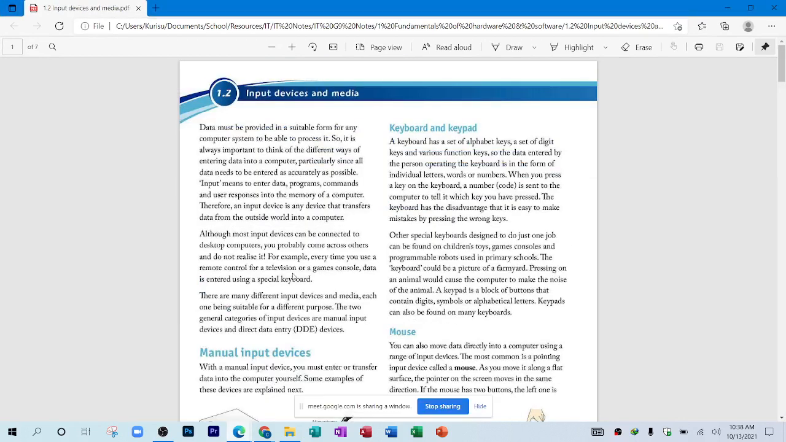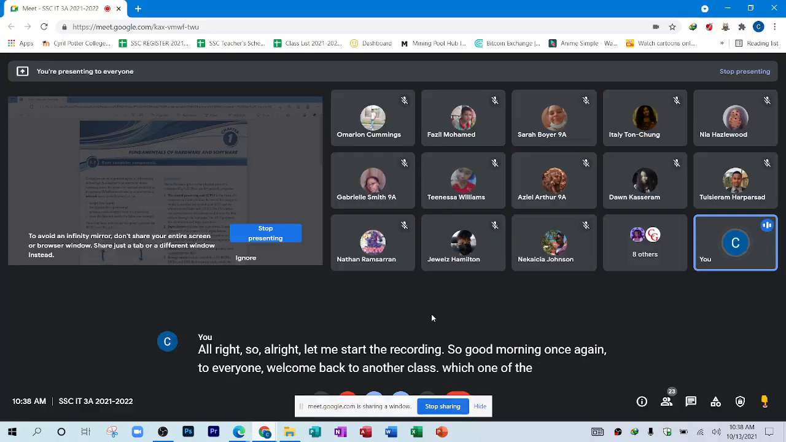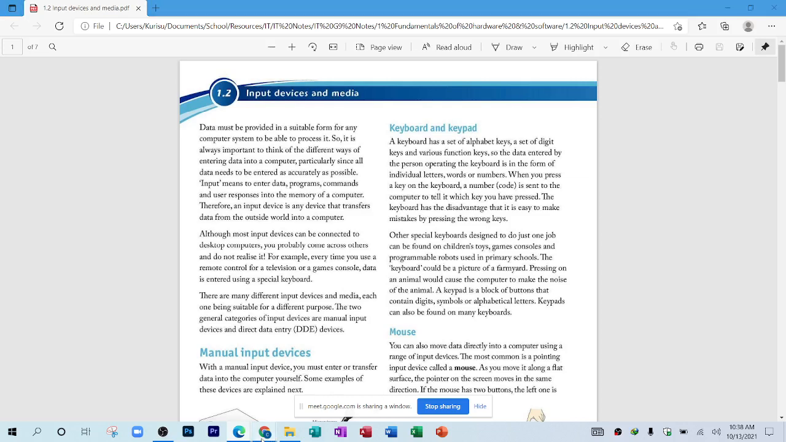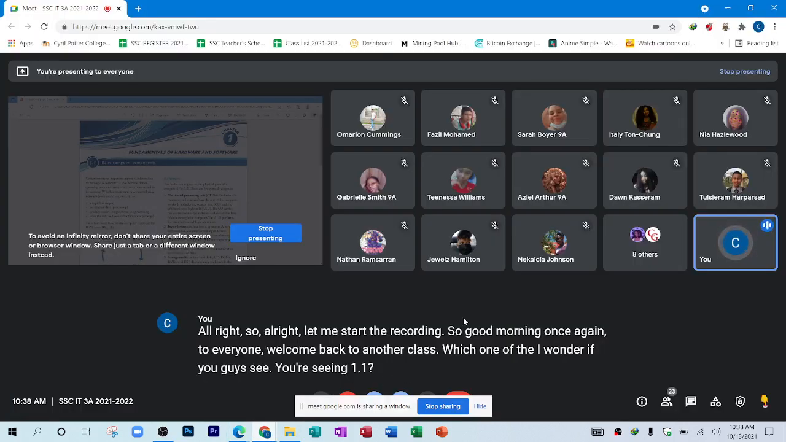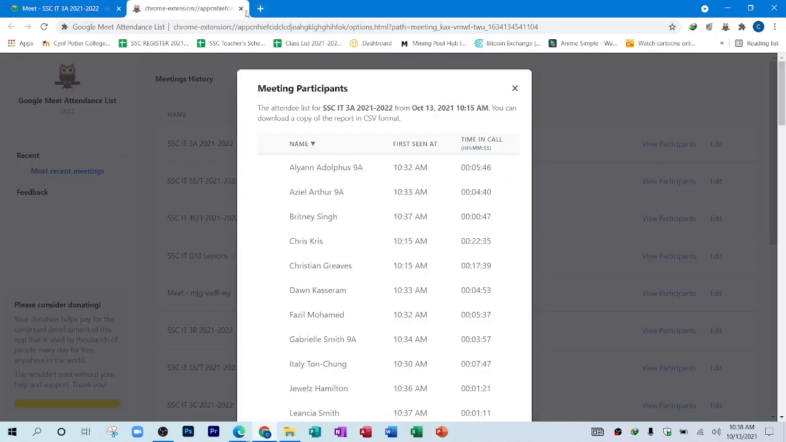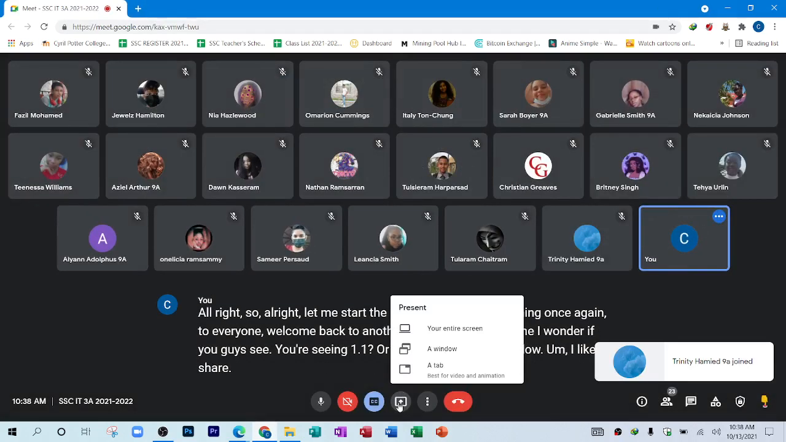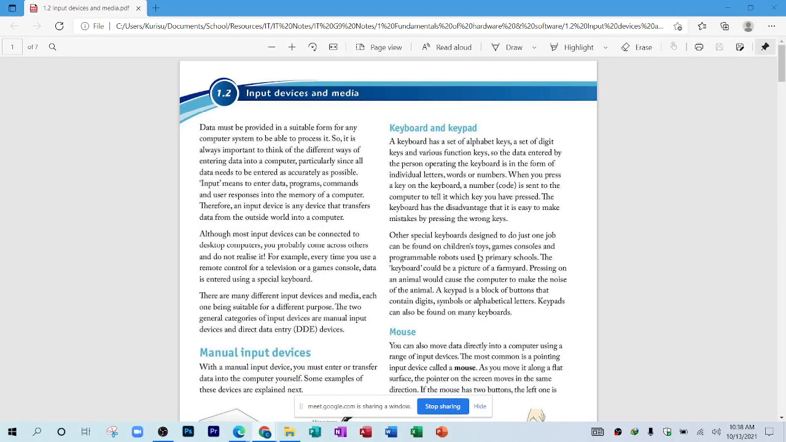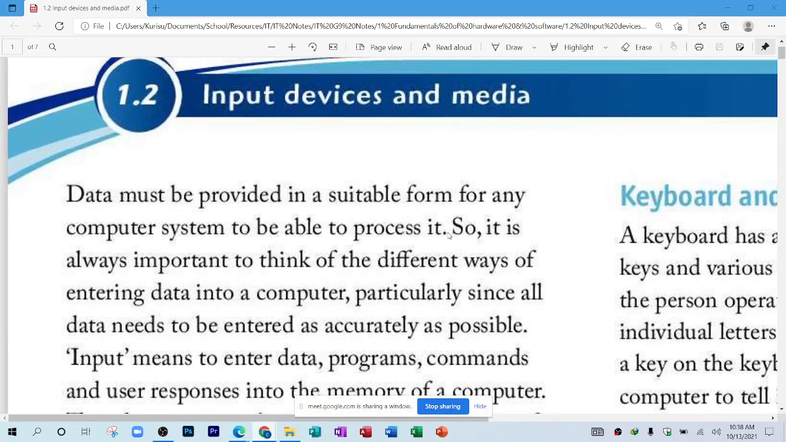I wonder if you guys are seeing 1.1, but you're only seeing one window. I'll share. Give me a second. I'll have to share 1.2. Let me know if you're seeing chapter 1.2. Yes, sir. Great. So we're continuing chapter 1.2, and let me zoom in up to that point there.